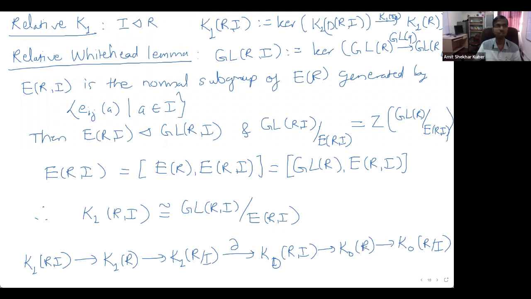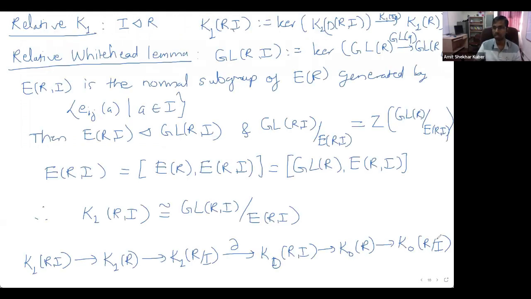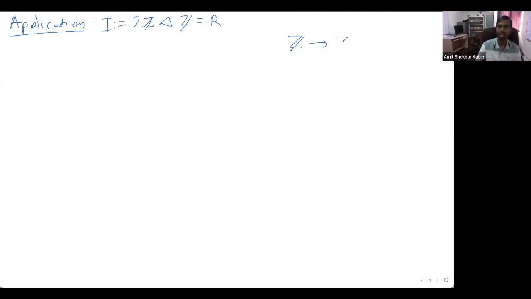So what is K0 of Z? Please help me. Let us do it together. What is K0 of Z? Z. Yes. What is K0 of Z mod 2Z? So field. So again, Z. Yes, it is again Z. Very good.